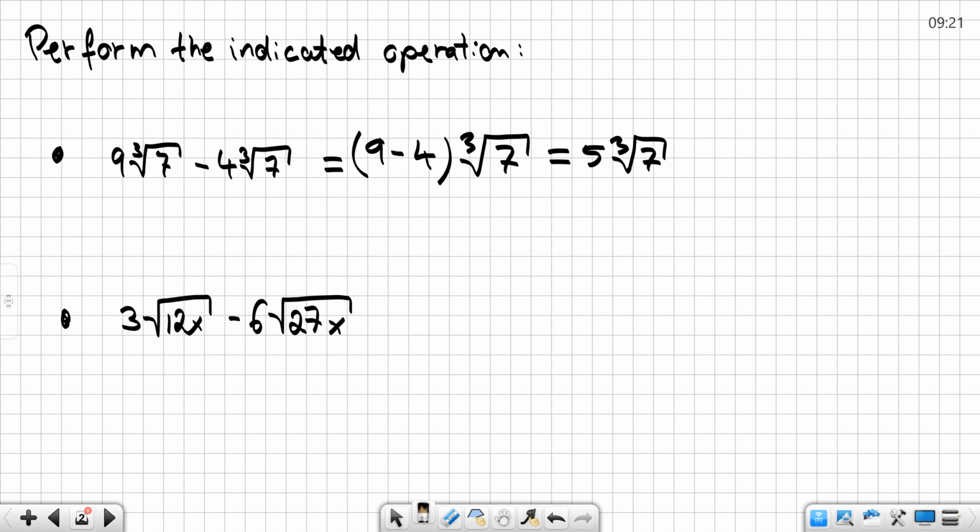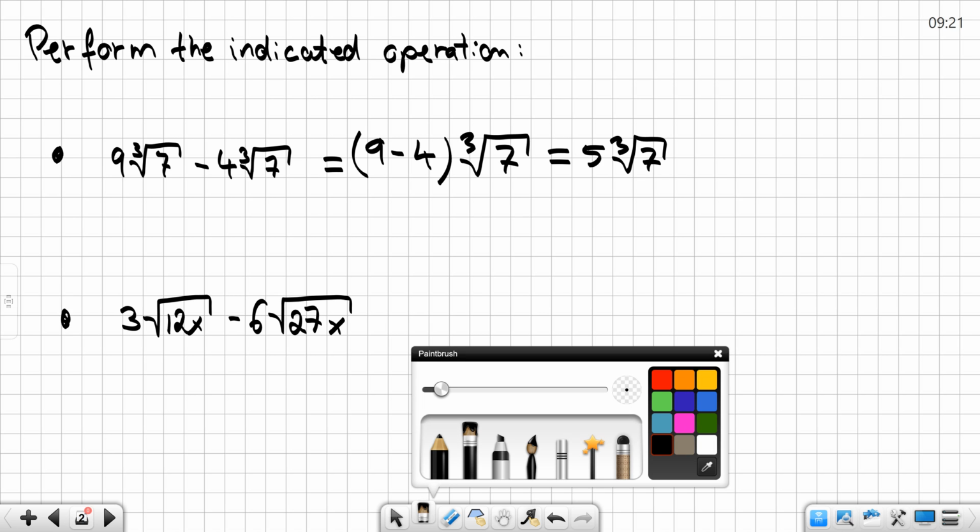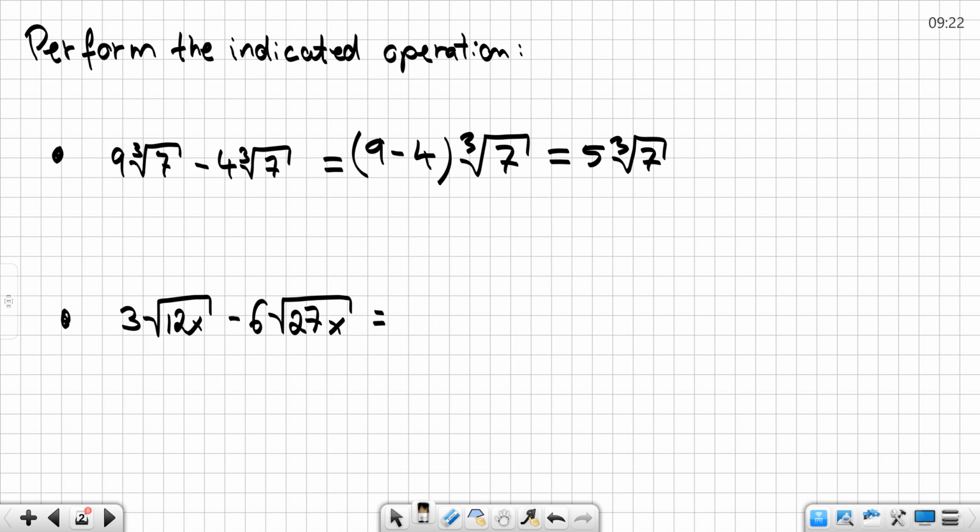The next one, well, there is an extra additional step that we have to do, because as is, I cannot subtract these. The radicand is not the same. In the first one we have 12x, in the second one we have 27x. But of course, they want us to see that 12x is the same thing as 4 times 3x, and 27x is the same thing as 9 times 3x.